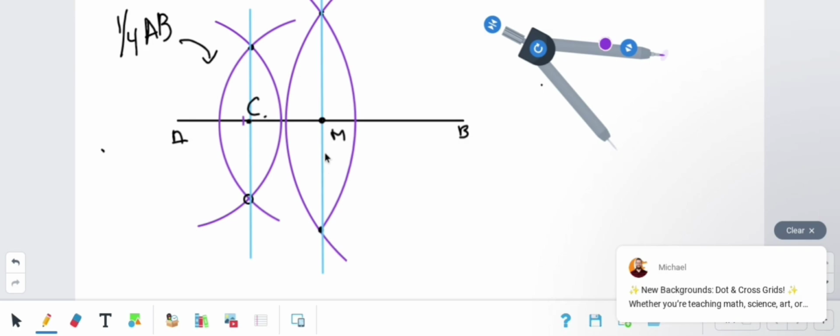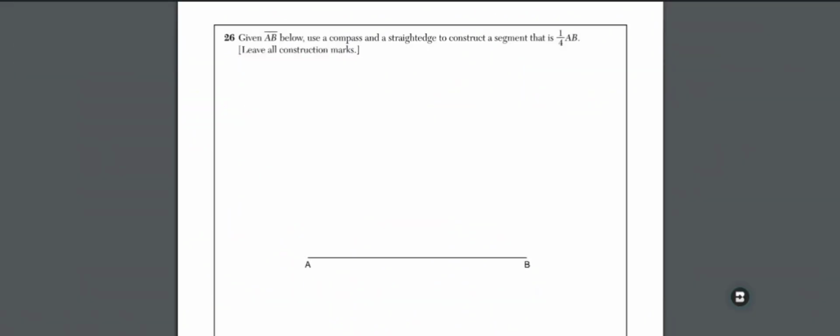So what I did, again, to reiterate, I did a perpendicular bisector of line AB to split it into two congruent segments, and then I made my new segment AM, and on AM I performed another perpendicular bisector, and from there I got a fourth of AB. So this is how you would perform that question on the January 2025 Regents.